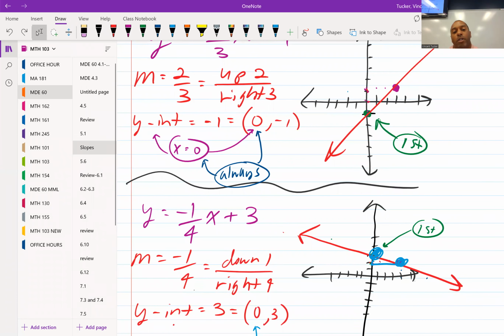All right. So next one, we have -1/4 x plus 3 is equal to y. So once again, when your equation is in this format, y equal to whatever your equation is, the number that's attached to x is your slope. The other number that's separated from your x is your y-intercept. So here, -1/4 x. So that means -1/4 is your slope. And then 3 is going to be the y-intercept.